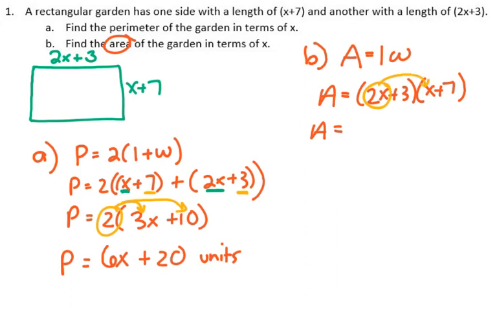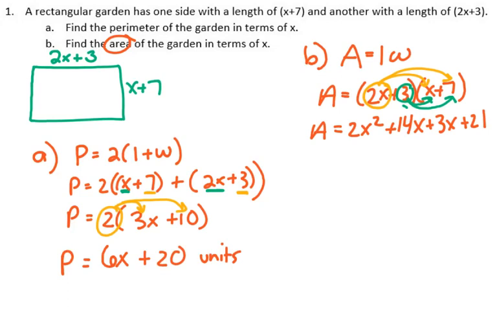To solve this, I'm going to go through and double distribute here, and I'll show that I get 2x times x is going to be a 2x squared. 2x times 7 is going to be plus 14x. And then I can go down to distribute my 3 through as well. So I get a 3 times x is going to be plus 3x. And a 3 times 7 is going to be plus 21.